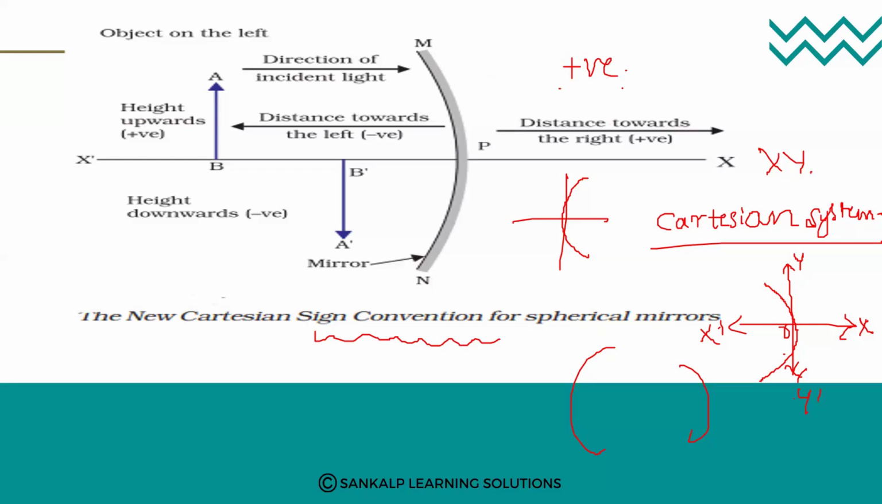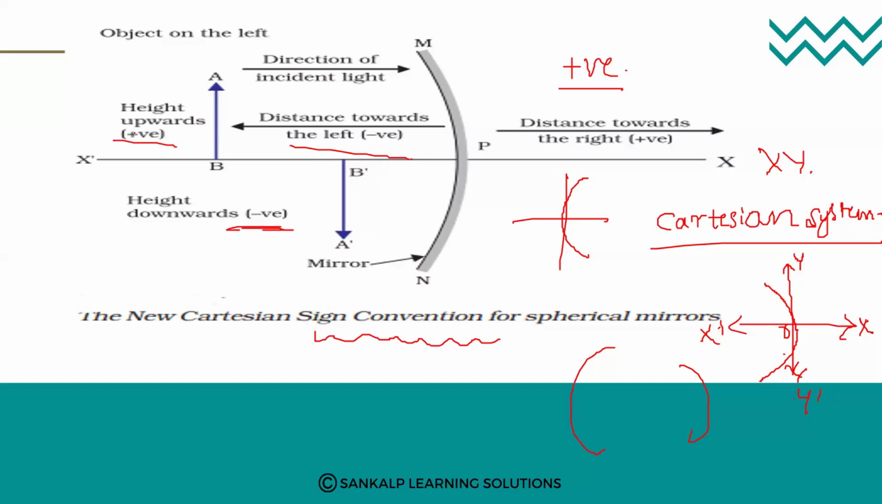Distance towards the right is positive and distance towards the left, that means object distance. When you are keeping your object here, that means object distance is negative and image will form here, that means image distance is negative, right? Direction of incident light, direction towards the left, that is negative. Next, height upward is positive, that is erect image, and height downwards, that is inverted image, that is negative.